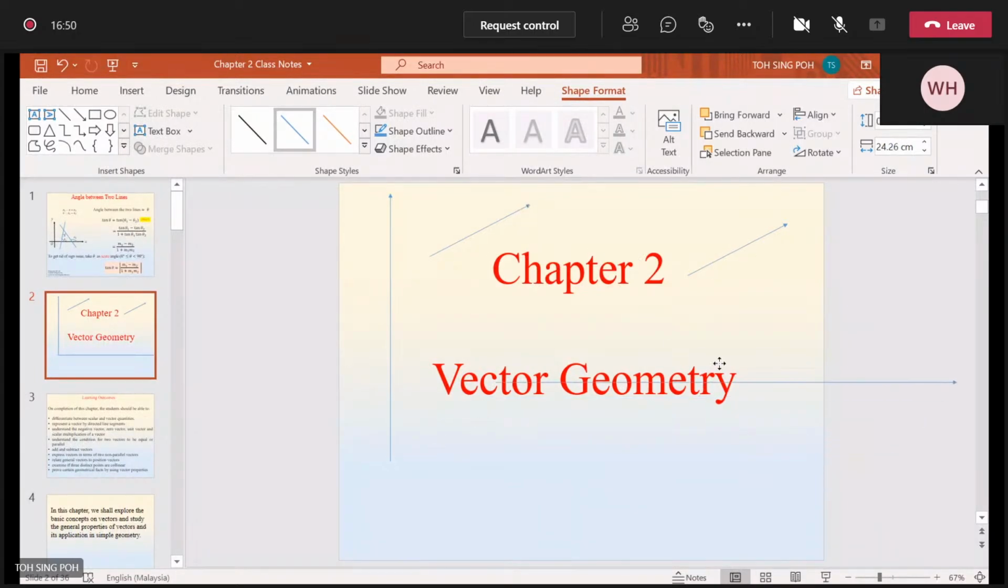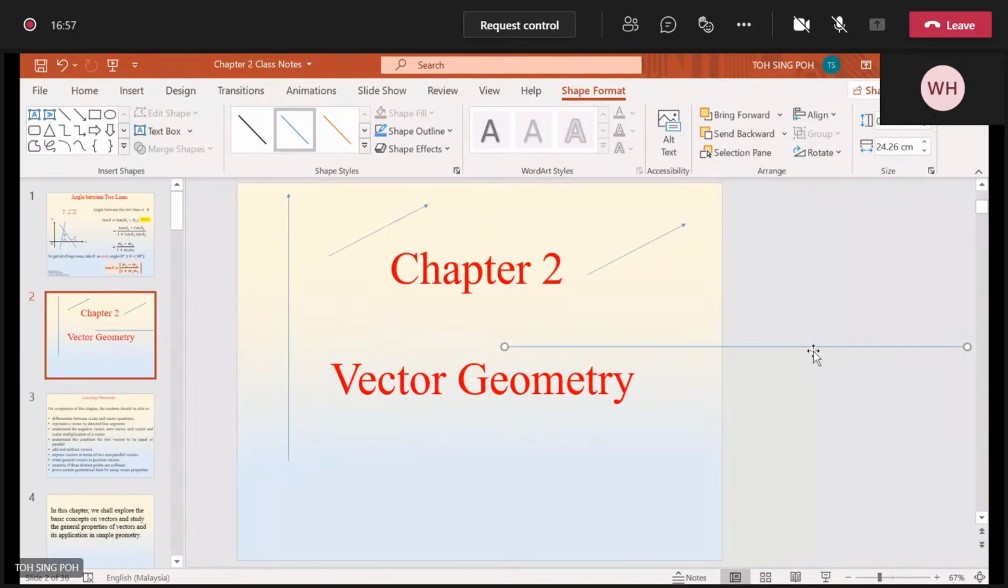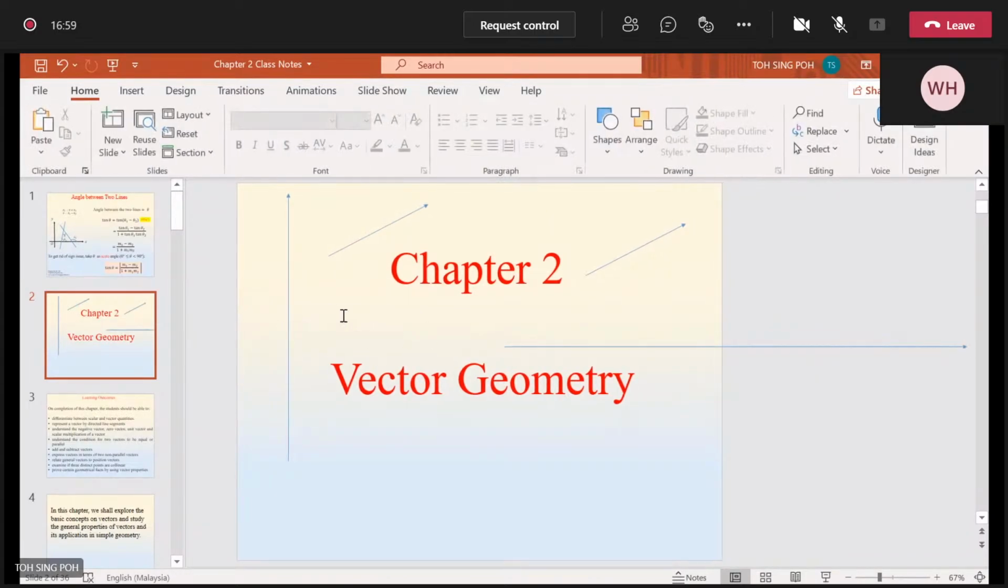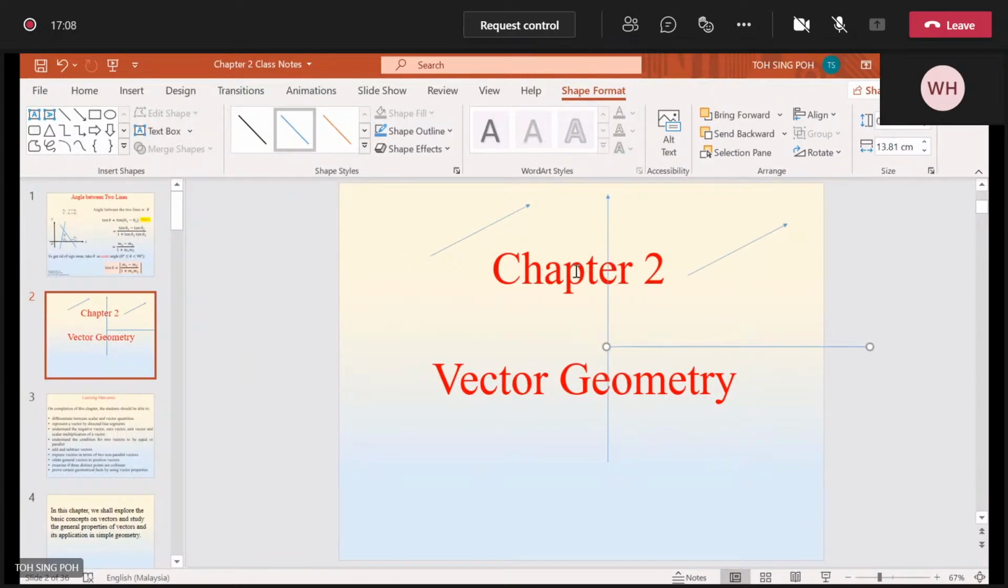Now if you change the coordinate system, instead of putting it there, you move it here, this is the x-axis, and the y-axis, you move it to here. You will see that now one of them is at the right-hand side and the other is at the left-hand side.